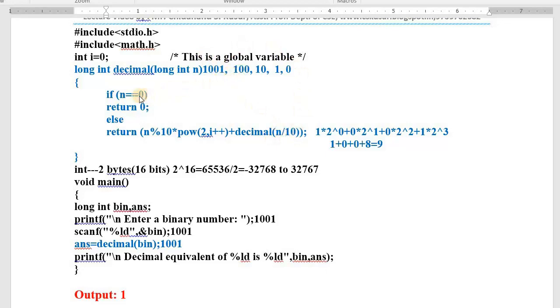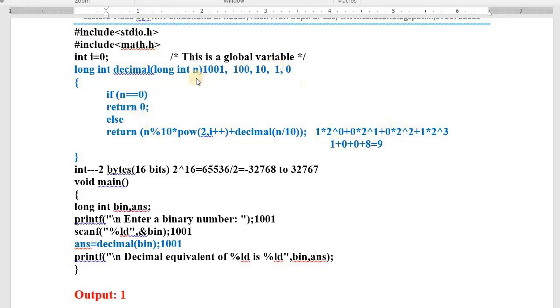Is 100 equivalent to 0? No. From 100 the last digit we extract is 0. 0 into 2 raised to 1. 100 becomes 10. Is 10 equivalent to 0? No. From 10 we extract the last digit, 0. Once again 0 into 2 raised to 2. From 10 it will become 1.